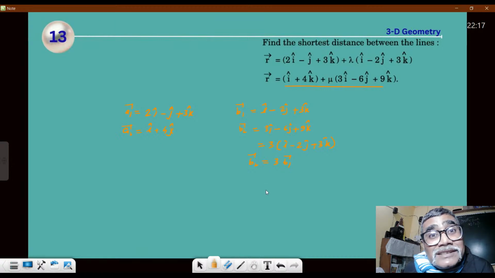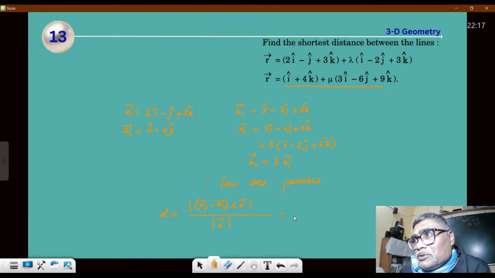It means the vectors are parallel. That means lines are parallel, right? Therefore, lines are parallel. Why am I doing this? Because if lines are parallel, their formula is different. What is the formula? D equals A2 minus A1 cross B divided by magnitude of B.